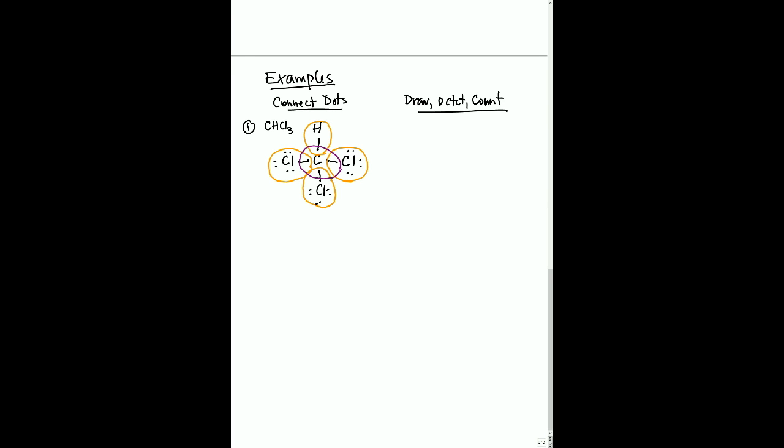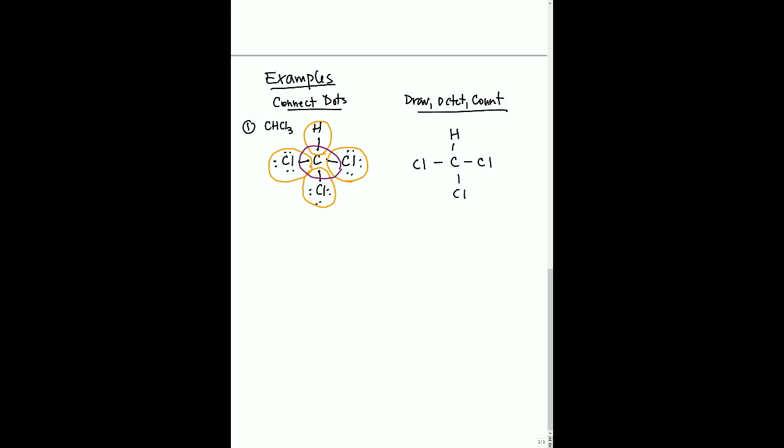Okay, so now we're going to do the draw then count method. If you have CHCl3, you probably know that you're starting out with a carbon. So the carbon's going to be in the middle, we said that, and the H's and the Cl's are going to be on the outside, so we'll just put them there. H here, Cl here, and so notice here I'm not starting with dots, I'm starting with lines. But now we're going to give all the atoms an octet.